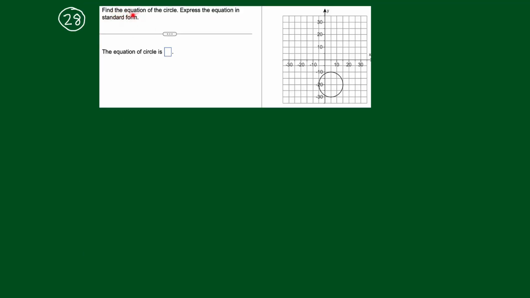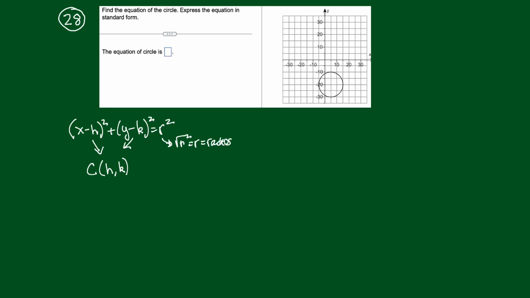Now what we want to do is find the equation of this circle and express it in standard form. Standard form, first of all, is this form right here: quantity x minus h squared plus y minus k squared equals r squared, where h and k are the coordinates of the center of the circle. So the center of the circle is at h, k. And this number r, the square root of r squared, is equal to the radius.